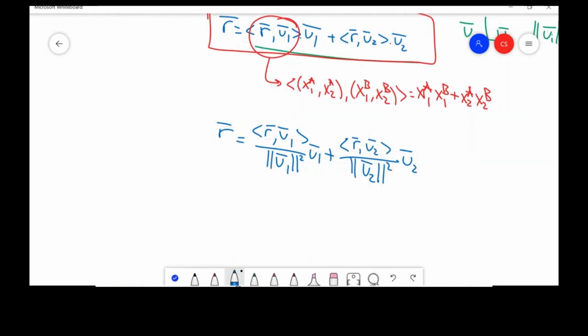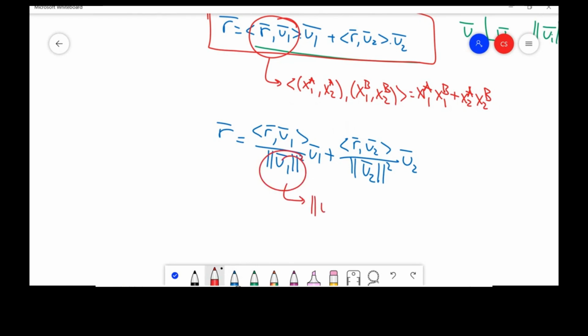And which are these norms? Okay, so the norm of any vector, U_i, is the dot product between those two vectors.